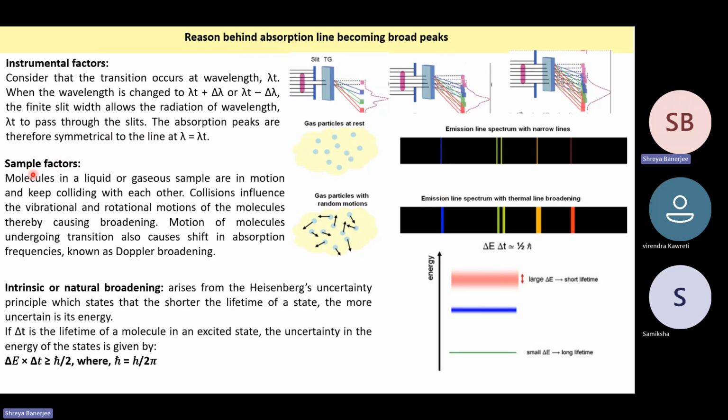The second factor that causes broadening is due to the sample itself. So molecules in a liquid or gaseous sample are in motion and they keep colliding with each other. You can see this is a gaseous, if we assume this is a gas, they are moving.